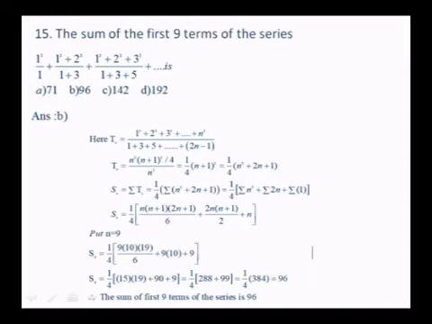n. So put n is equal to 9, then you get S9 is equal to 1 by 4, 9 into 10 into 19 by 6 plus 9 into 10 plus 9. So on simplification, you find that S9 is nothing but 1 by 4 into 384, that is 96. So sum of first 9 terms of the series is 96.